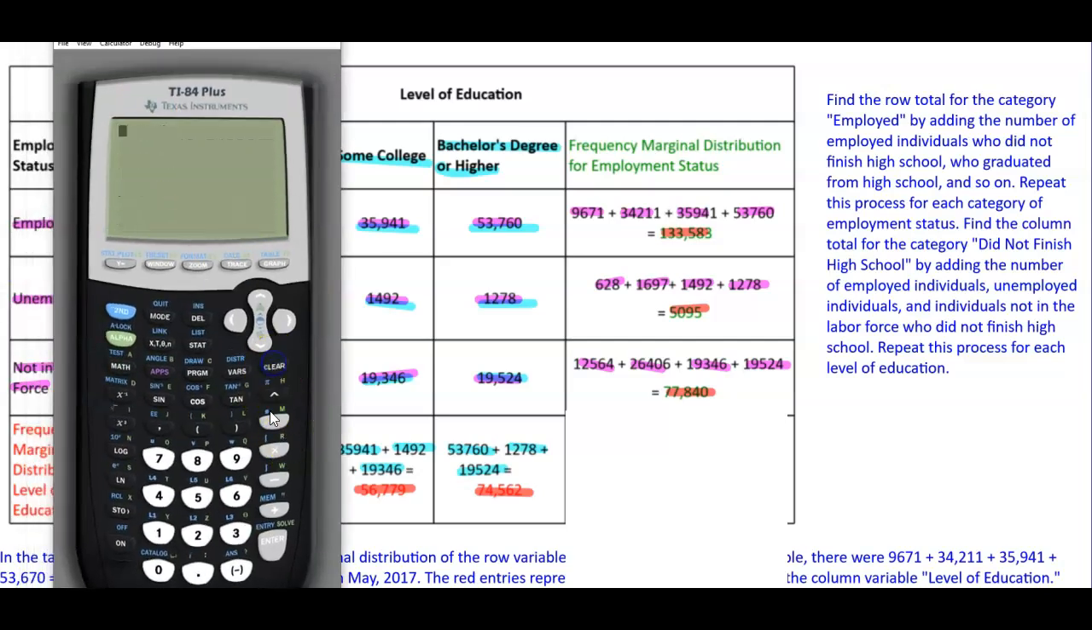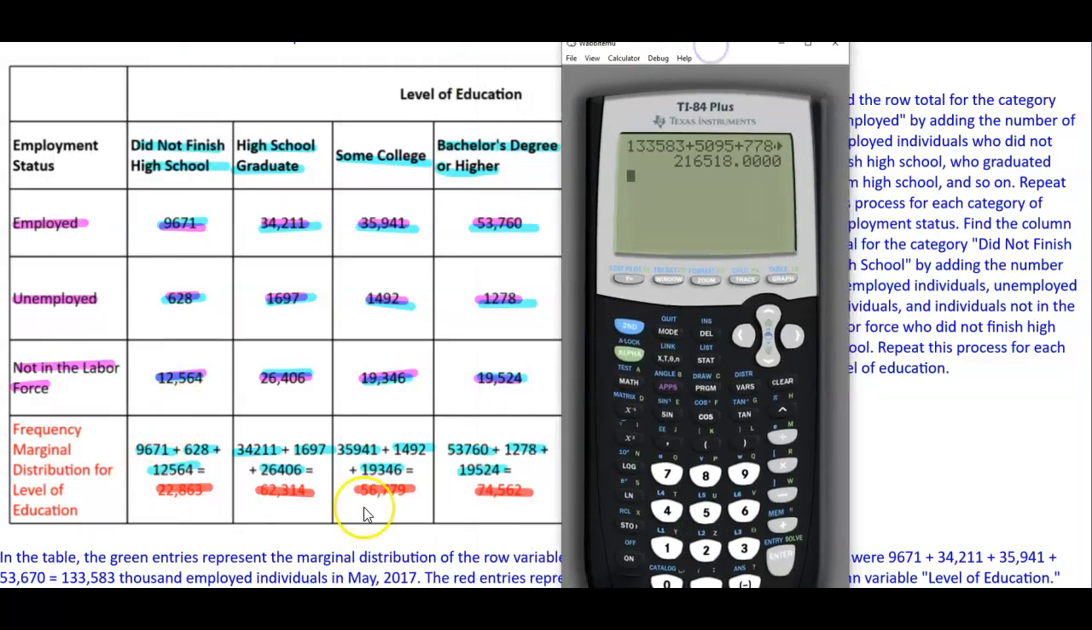So let's add these numbers. So we have 133,583 plus 5,095 plus 77,840. Okay, so that gives us 216,518. Okay, now let's add the columns together. So we got 22,863 plus 62,314 plus 56,779 plus 74,562. When we add that, we get the exact same amount that we got when we added the rows.